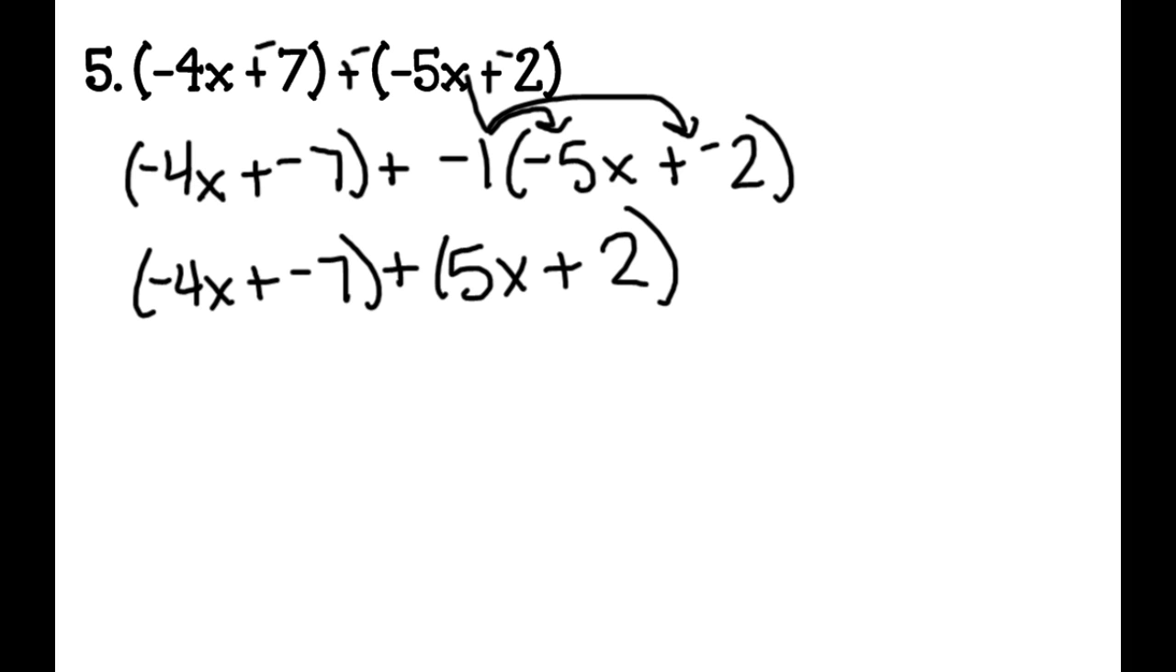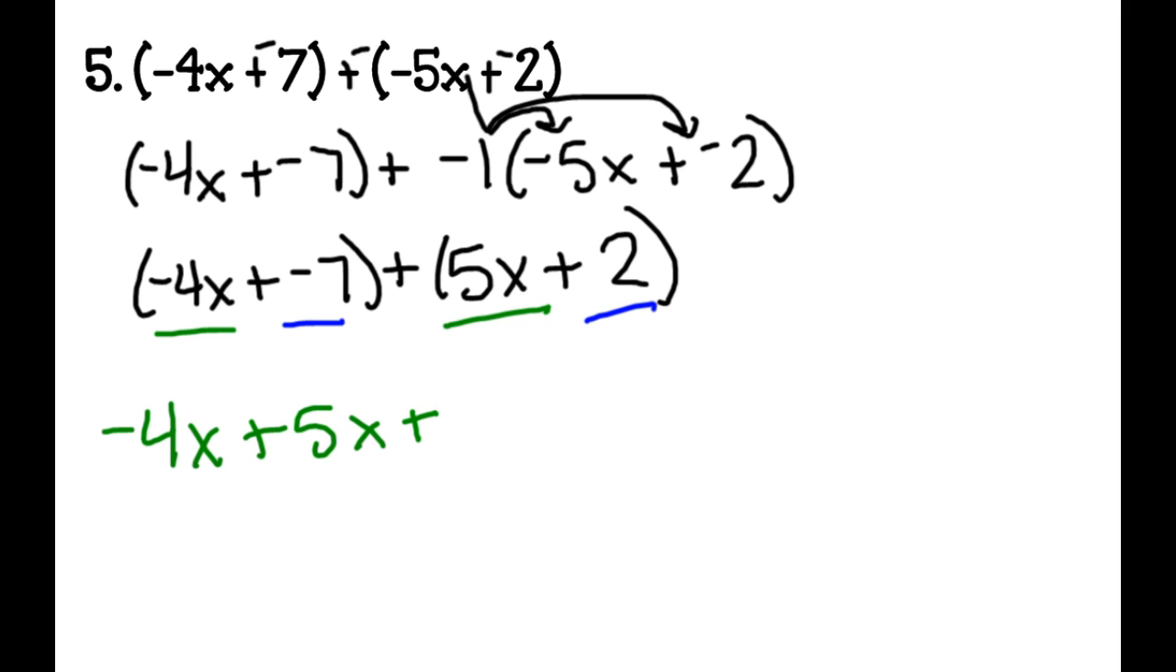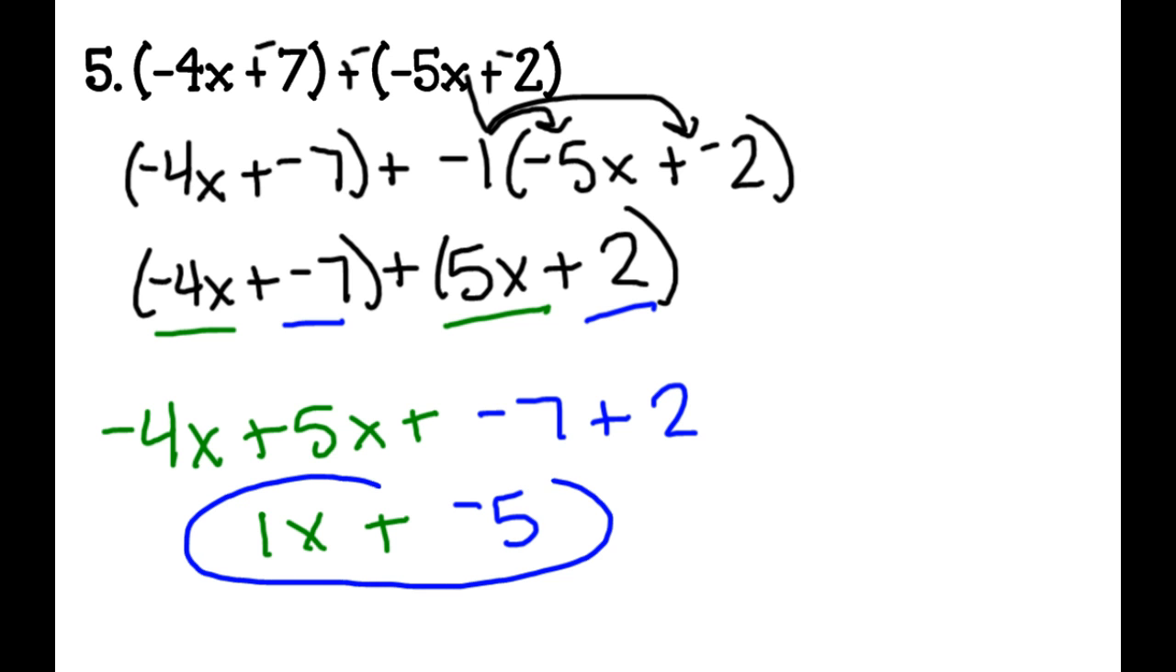Then we go through and we underline our like terms. So we have negative 4x plus 5x, plus negative 7 plus 2. Negative 4x plus 5x is going to be a positive 1x, and negative 7 plus 2 is going to be negative 5. I'm going to circle it, and that's my answer.